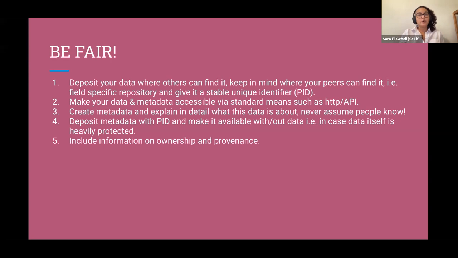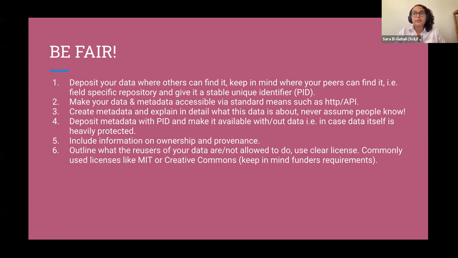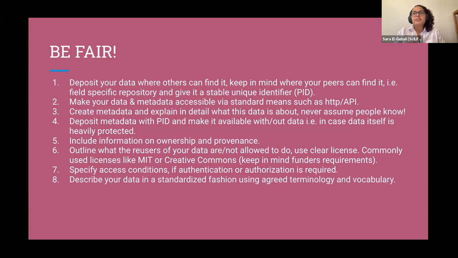Include information of ownership and provenance. Outline what people are allowed and not allowed to do, so share the right license. Choosing the right license, sorry, and specify access conditions. So what do they need to do in order to access that information, and describe it in a standardized fashion. We can use many words to describe the same thing, and that's why there are agreed terminologies and vocabularies.